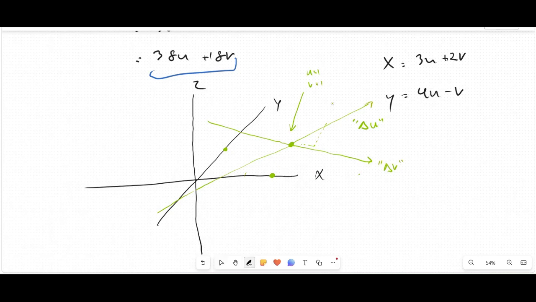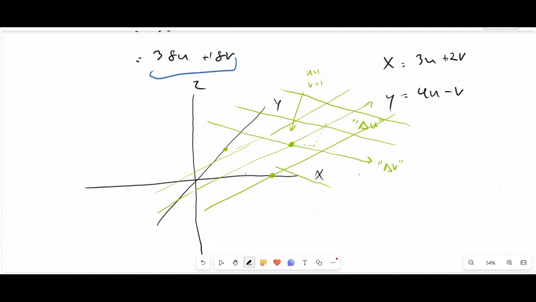What this does is put grid lines on the plane that are not the xy grid lines. It's a new set of grid lines, uv grid lines. They're in some other wonky direction. Hope this is clear.